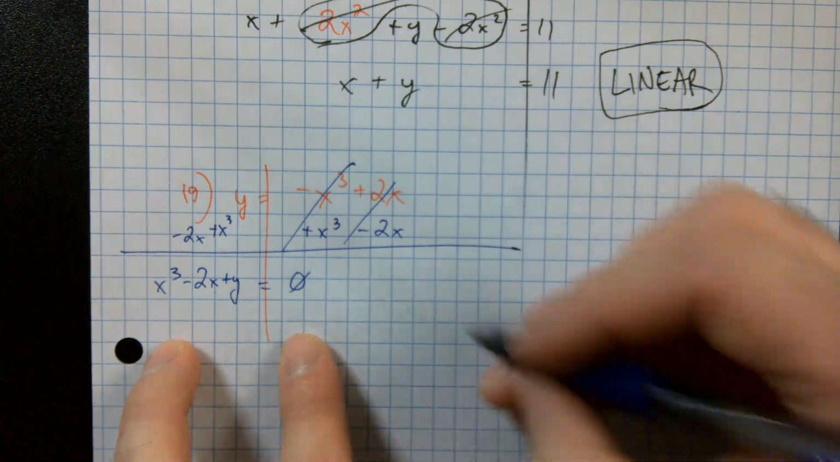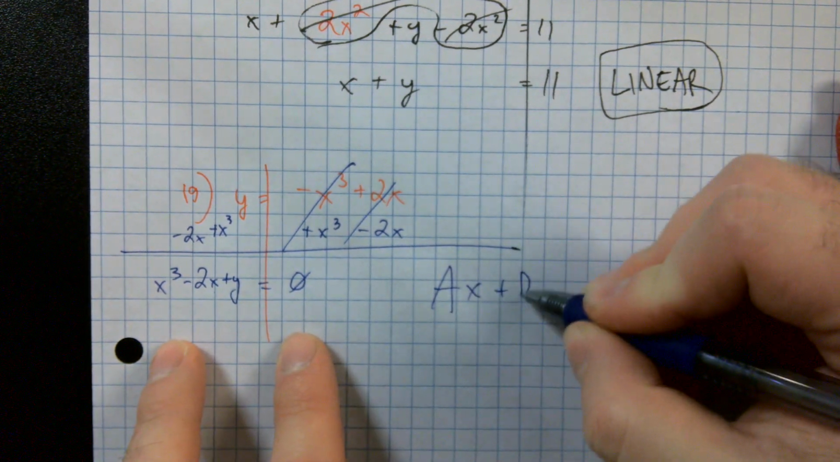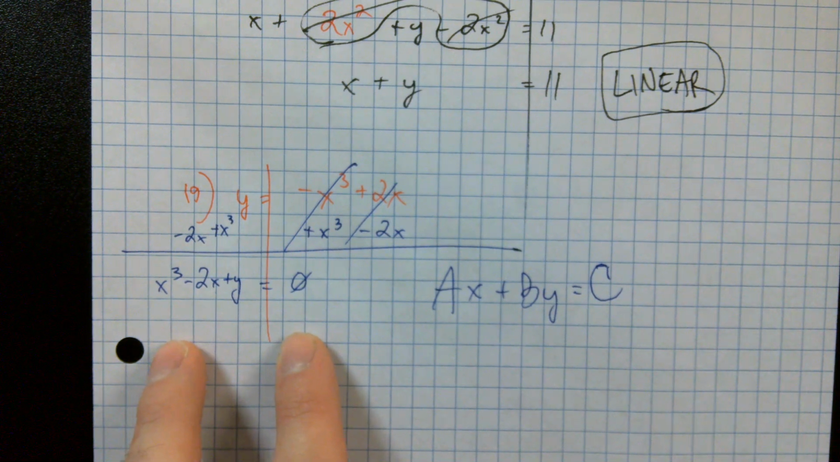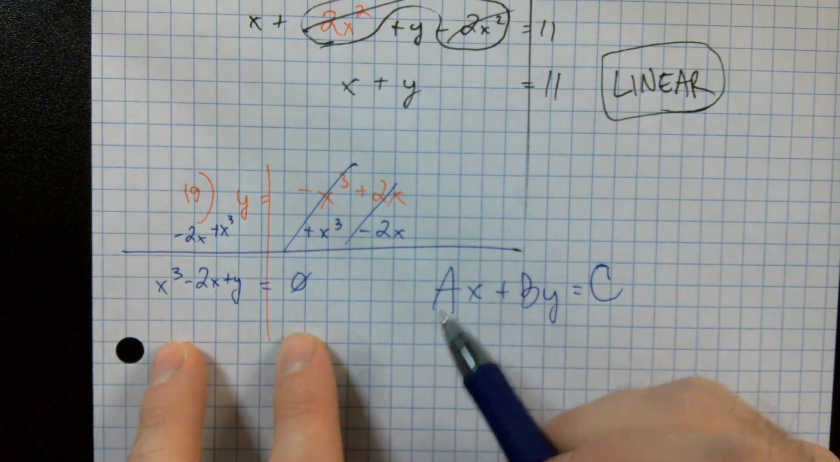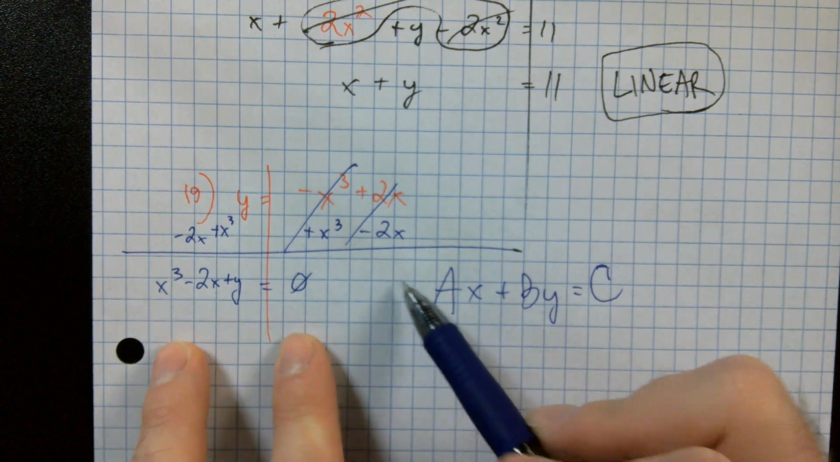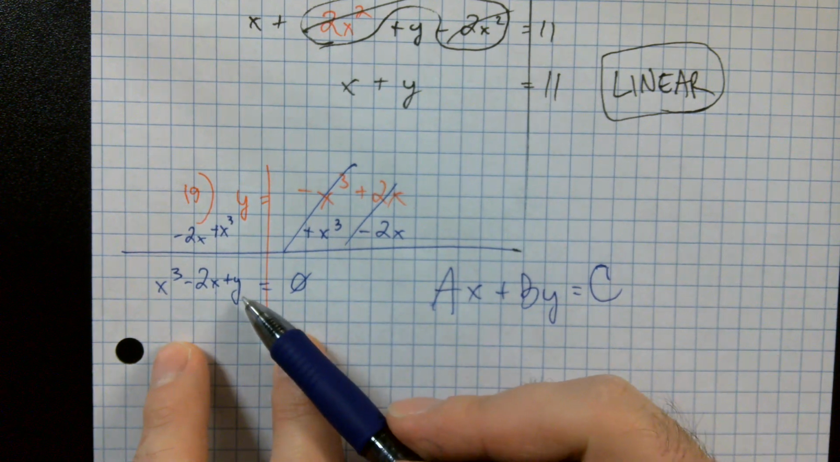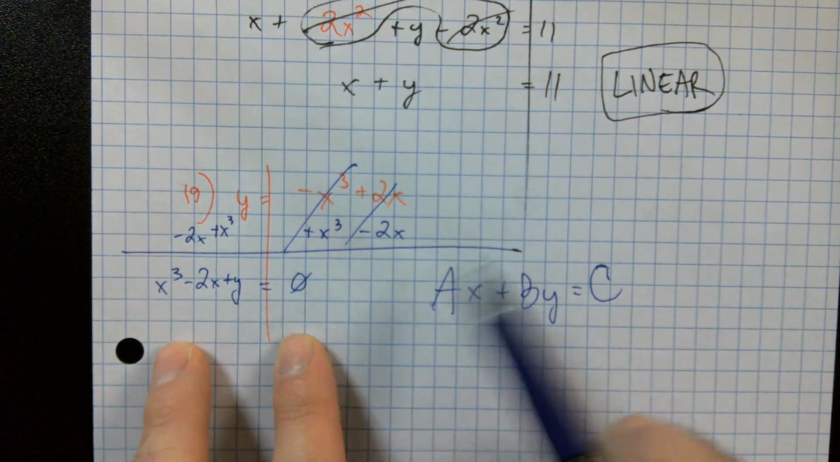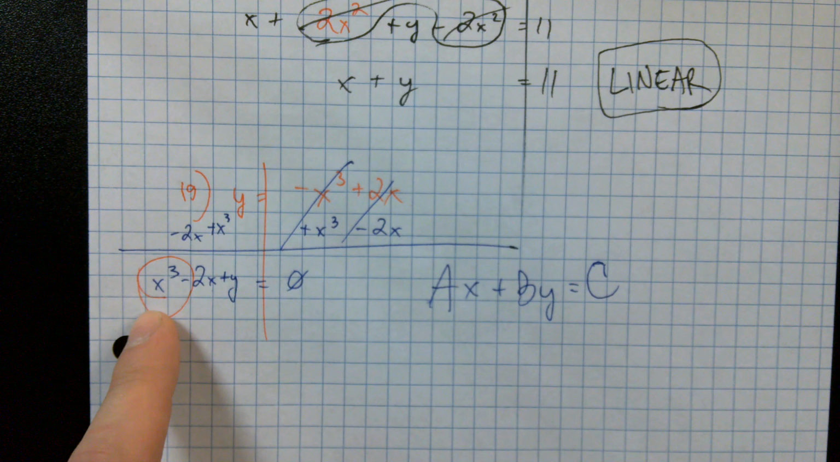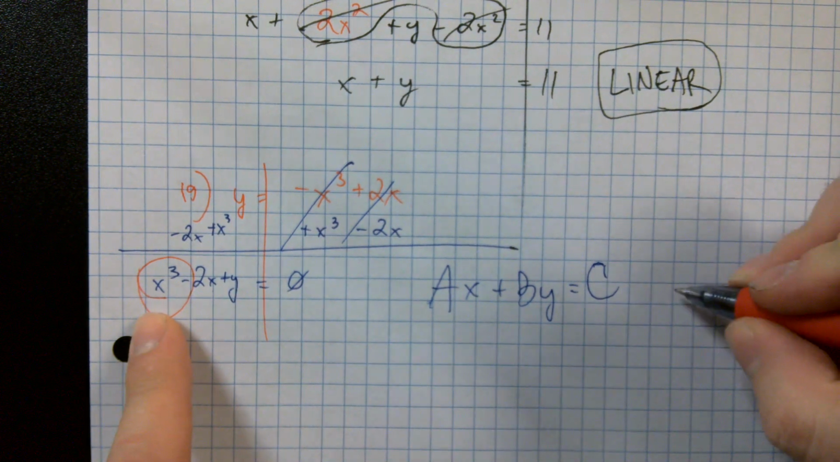Good. I'm glad you brought that up. This is our standard form, right? Where A, B, and C represent what again? Numbers. Not letters. Numbers. Negative 2 is my A. 1 is my B. 0 is my C. Well, what the heck is going on with this thing? It's got to go. Can I do anything with it? No, can't do anything.